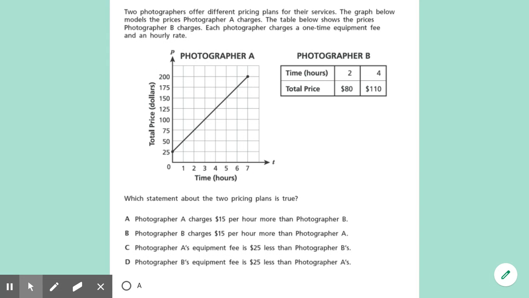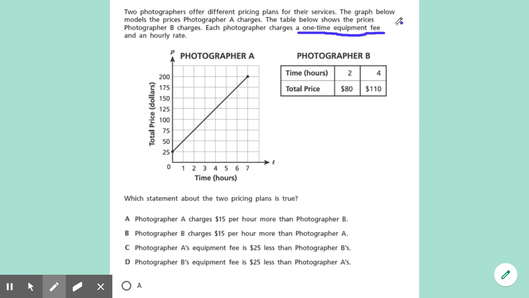We can handle it. So let me give you some hints. And here is hint 1. To start, for hint 1, we need to know what's going on in here and what things are being represented here, so that we can use it to answer this mathematically. It says the table shows the prices that photographer B charges, and photographer A. But now it says each photographer charges a one-time equipment fee.